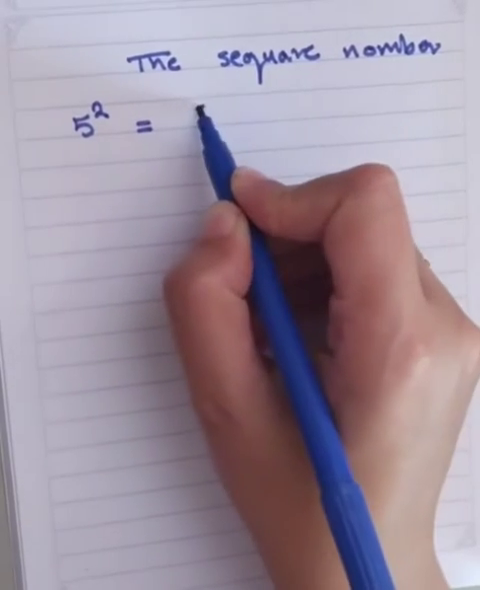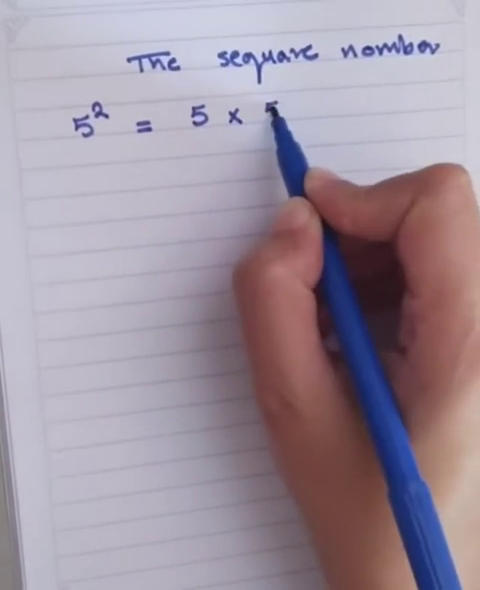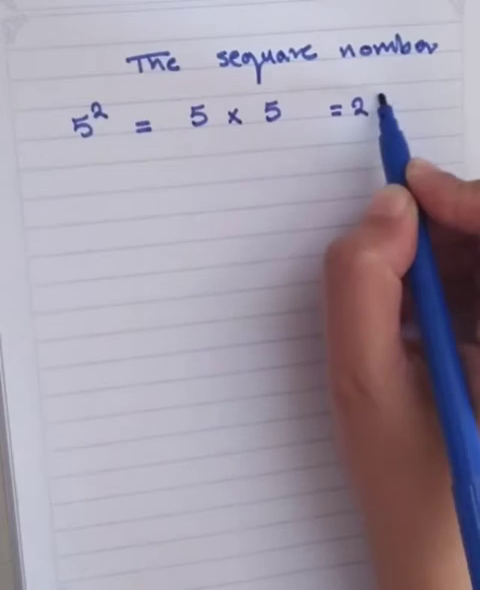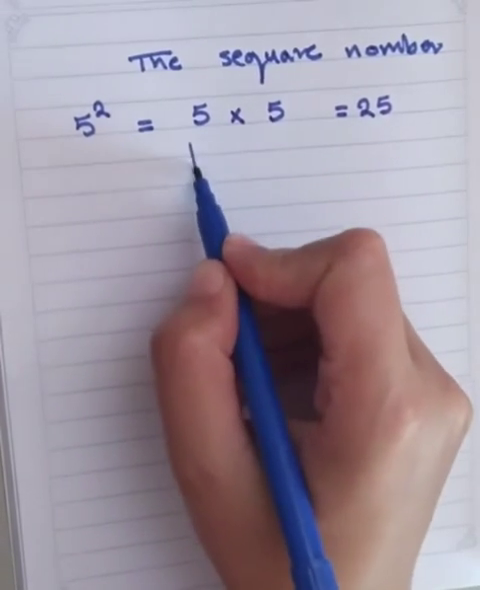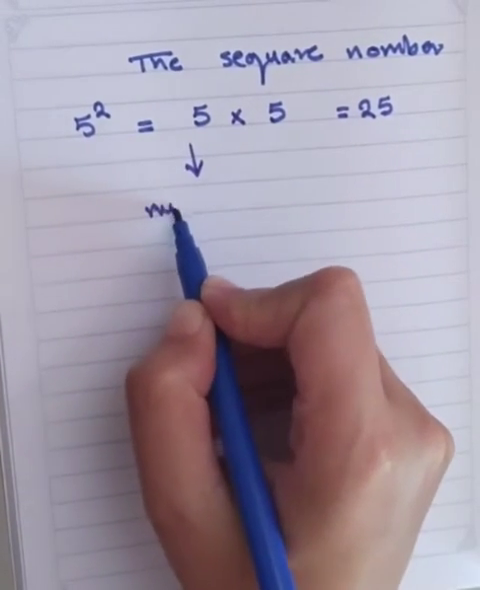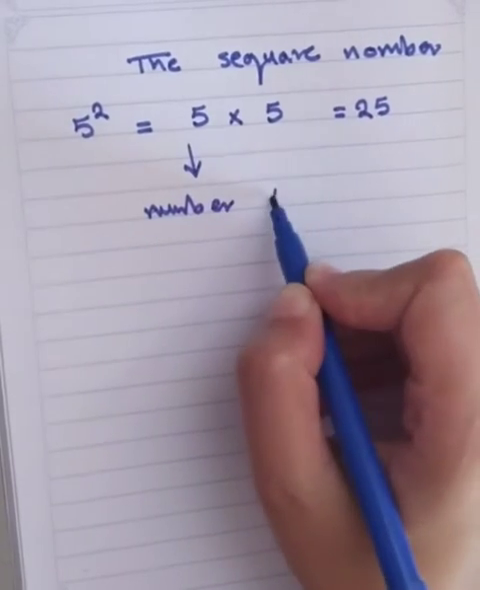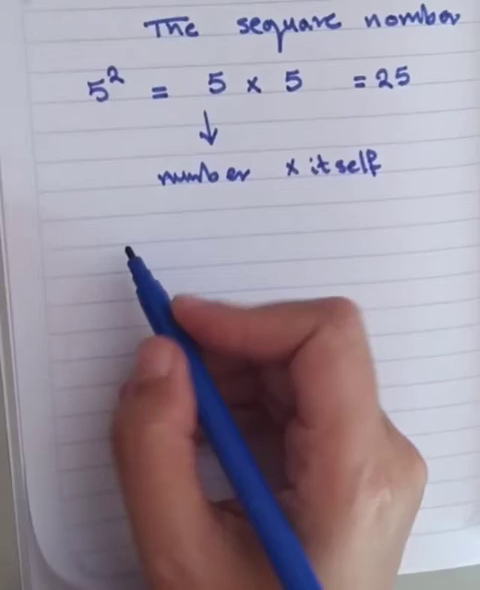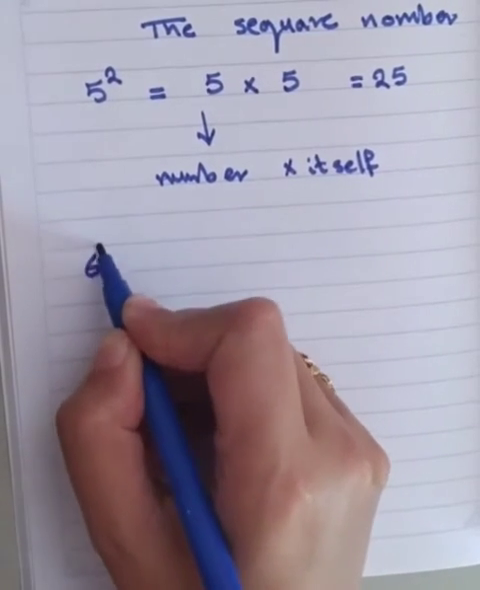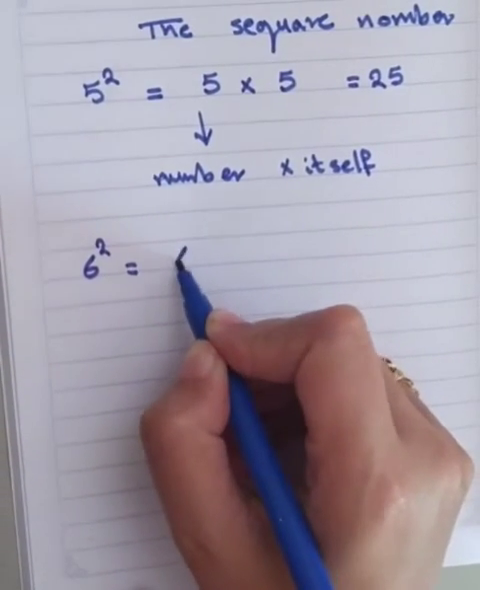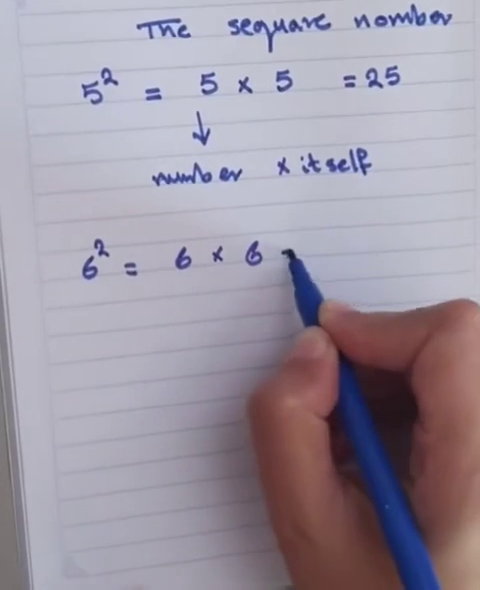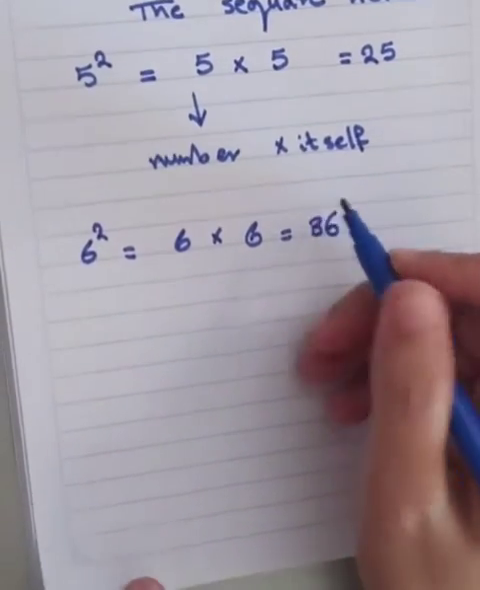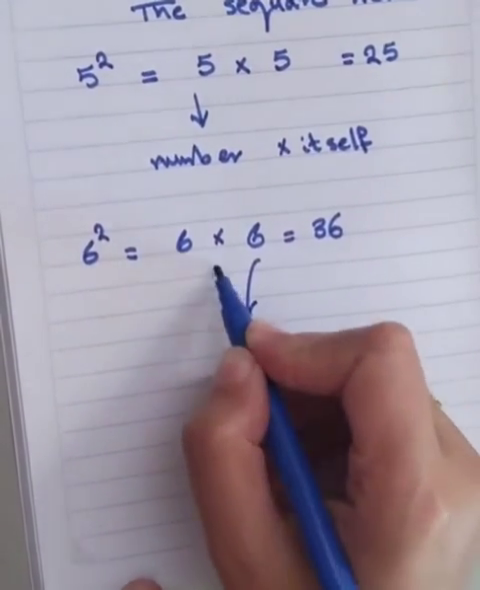For 5 squared, that means 5 multiplied by itself, so it's equal to 25. So a square number is a number multiplied by itself. Another example is 6 squared, that means 6 multiplied by itself, 6 times 6, so it's equal to 36.